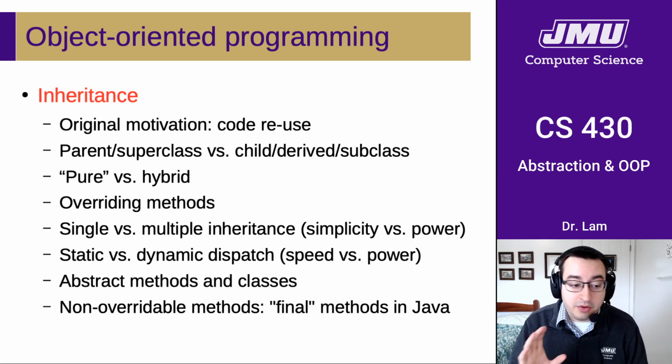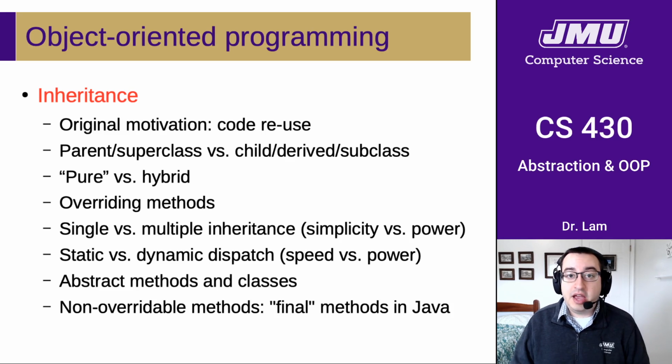For this video, I want to focus on the difference between static and dynamic dispatch. This is how the runtime chooses which actual implementations of methods to run. There are other concepts that are important to object-oriented programming, like abstract methods and classes and non-overridable methods, but again, I want to focus on static versus dynamic dispatch.